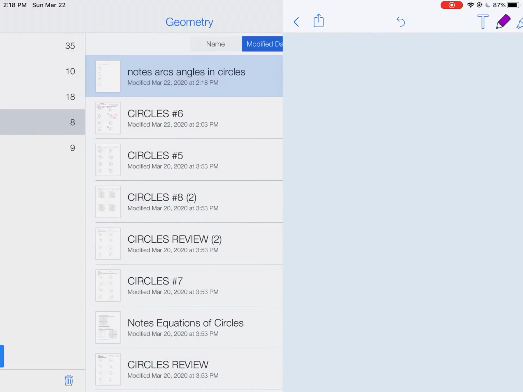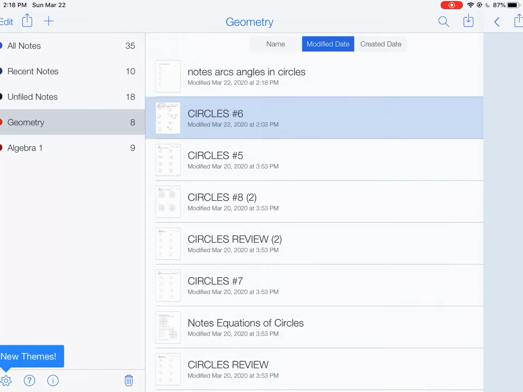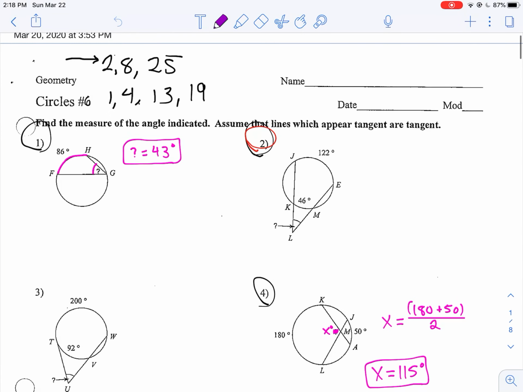All right, we're ready to move on to the homework, so I'm going to go back into my Notability here, and circles number 6 is what your homework is going to be, and I shouldn't call it homework, it's essentially classwork. It'll be due by the end, so if you haven't set an alarm or anything, by the time this class is over, you need to have this turned in, okay?